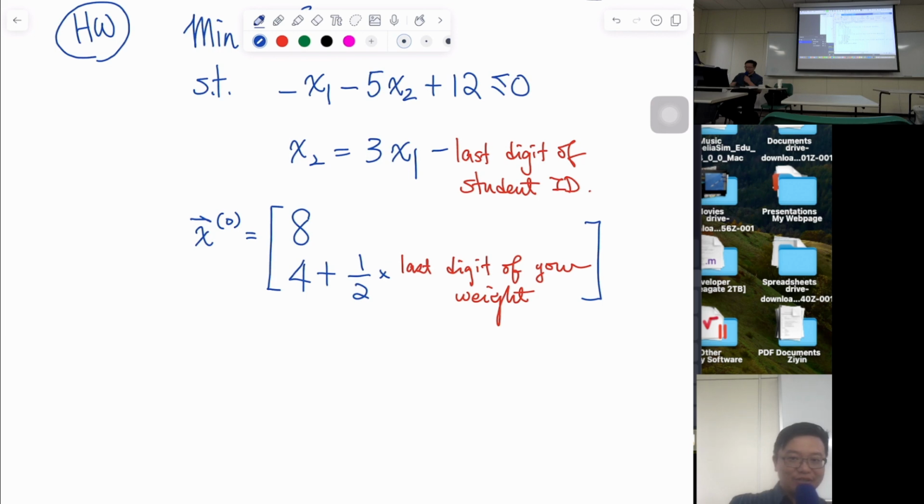Okay, so if this is 0, it should be 5. Let me try all the digits just to make sure everyone gets a no, it's not solvable. So 5-6. No.